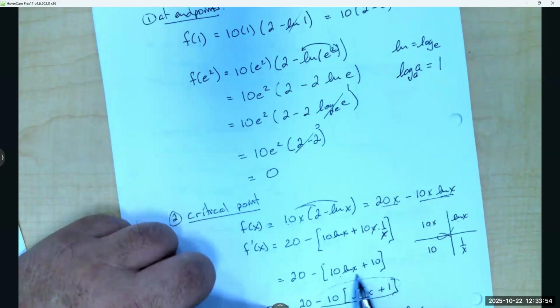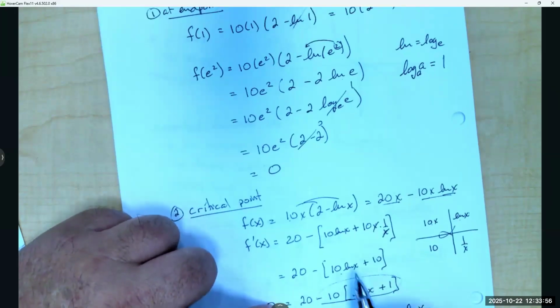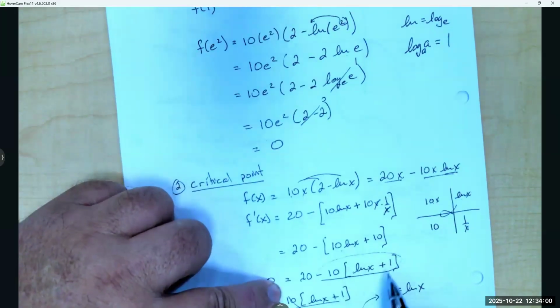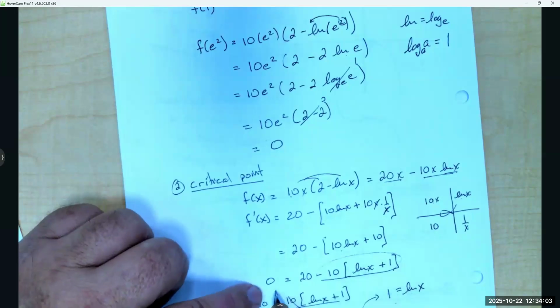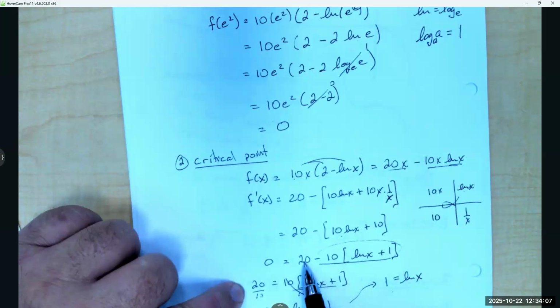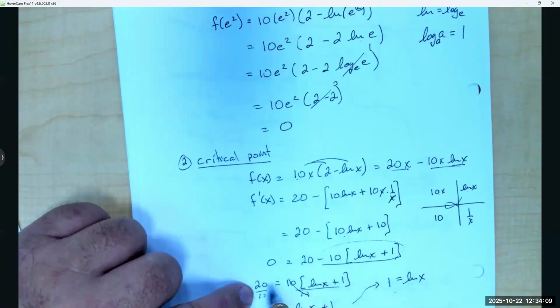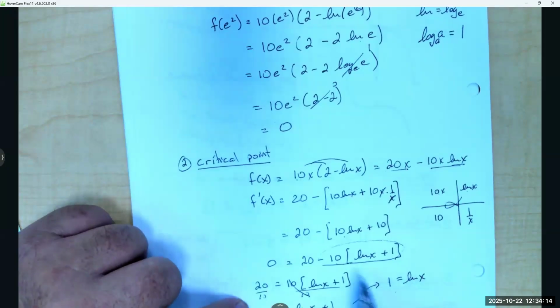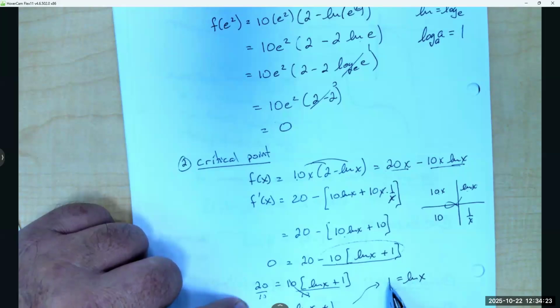Notice I'm still keeping the parentheses there. So we factor out the 10, giving ln x plus 1. That's the function I'm using, and I've set it equal to 0. I moved this whole expression to the other side, so I have 20 equals positive 10x times all this. Divide both sides by 10, and I get 2 equals ln x plus 1. Subtract 1 from both sides: 1 equals ln x.